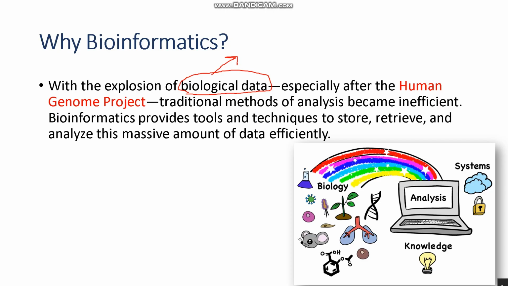For example, especially after the Human Genome Project. The Human Genome Project, we all know, was completed in 2003, in which the complete genome was sequenced. The whole human genome was completed in 2003, but we can't analyze it or interpret it because the data is very vast. So to analyze and interpret that sequence, bioinformatics is used.